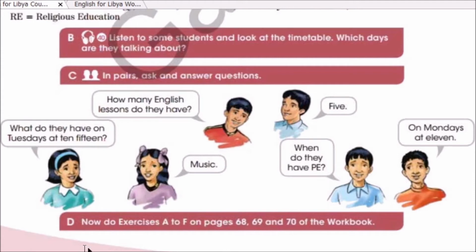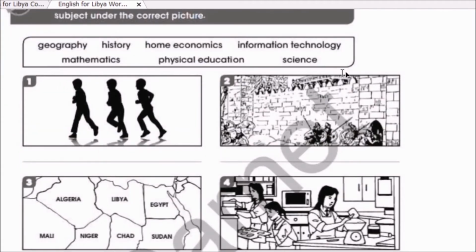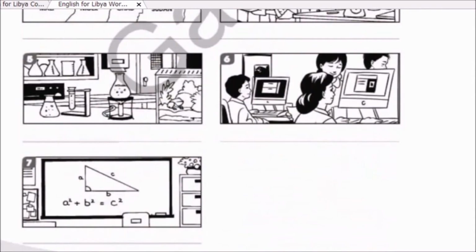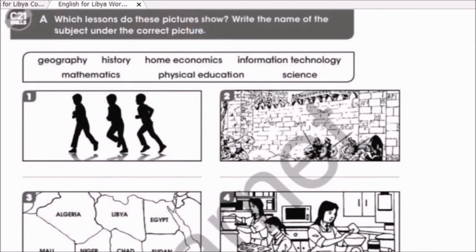Now let's look at question D. Now do exercises A to F on pages 68, 69, and 70 of the workbook. Let's go check the workbook. The workbook, Unit 6, Lesson 5, a school timetable. Question A. Which lessons do these pictures show? Write the name of the subject under the correct picture. Now, as you can see here, we have 7 subjects and 7 pictures. And we have to write the name of the subject on the picture. You can stop the video, finish it, and then come back and check.